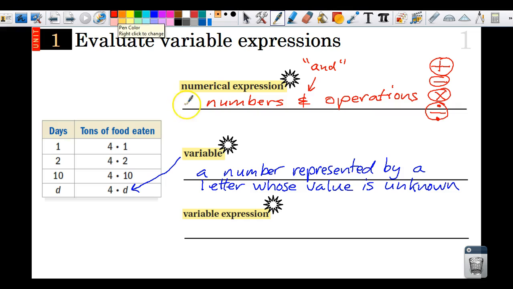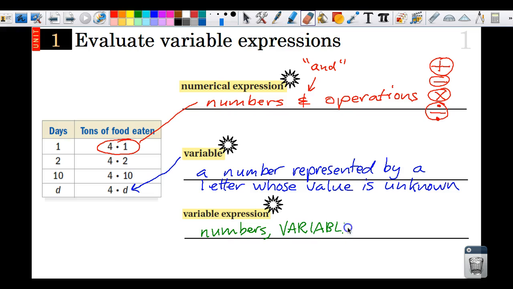A numerical expression might be this right here, 4 times 1. There are 2 numbers connected with the operation of multiplication. Finally, a variable expression is just like a numerical expression, except it contains numbers, variables, which is the new part. Oh, I spelled that wrong. Let me fix that. Variables and operations.